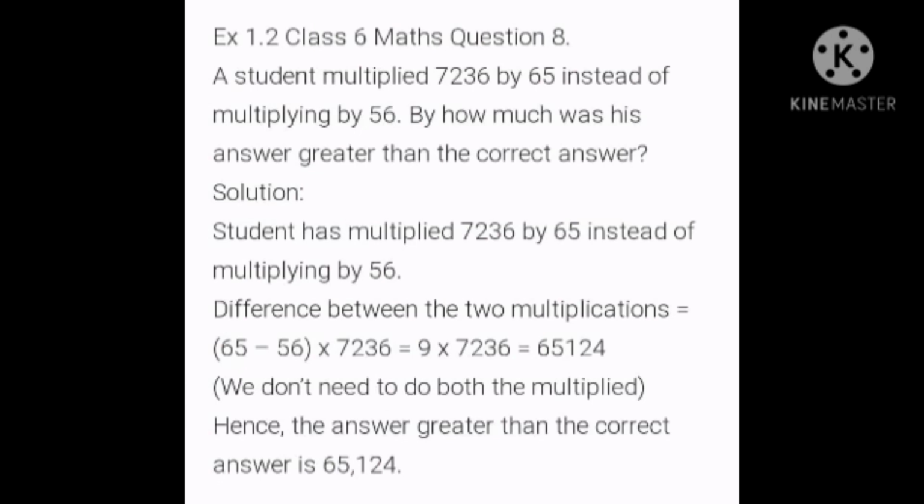Eighth one. A student multiplied 7,236 by 65 instead of multiplying by 56. How much was his answer greater than the correct answer? So actually a student like you multiplied 7,236 by 65. Instead of multiplying it with 56, he or she multiplied it with 65.